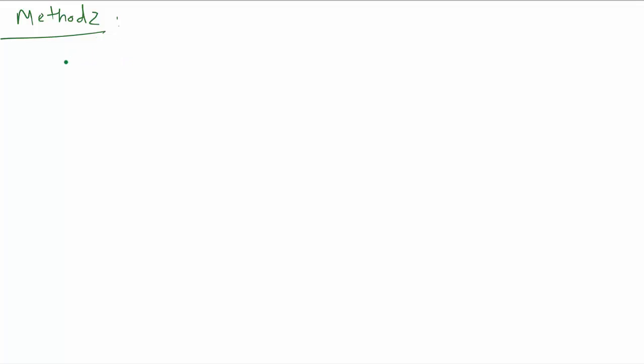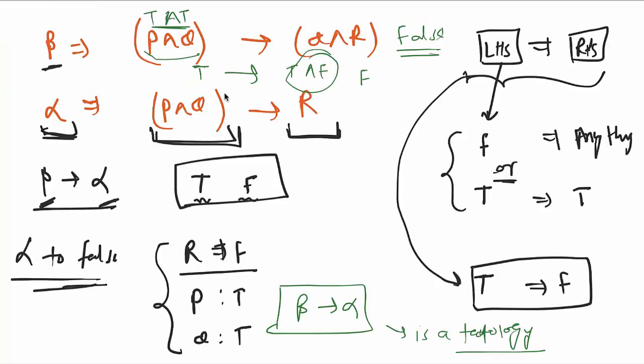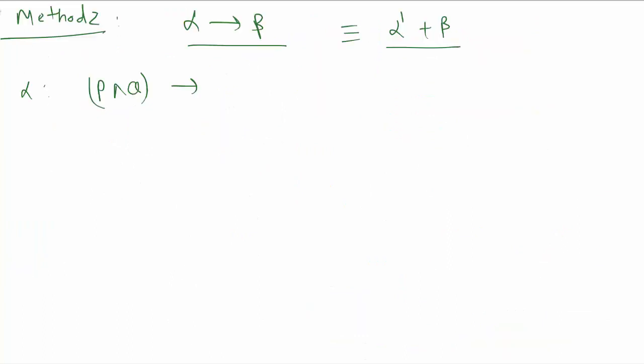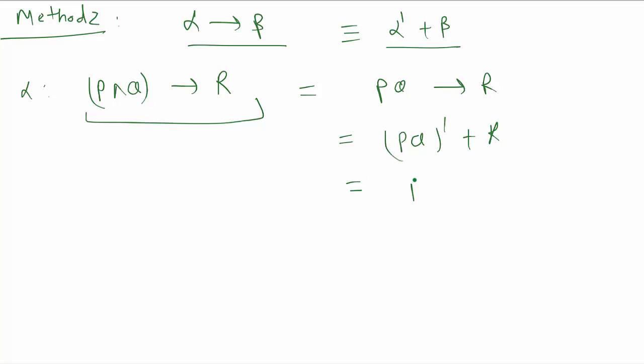In method 2, we are going to apply a simple formula: if alpha implies beta, then this is equivalent to alpha prime plus beta, which we already know. Now, with our question, what is alpha? Alpha is P and Q imply R. I can rewrite it as (P and Q) implies R, which is the same as (PQ)' plus R, which is the same as P' plus Q' plus R.